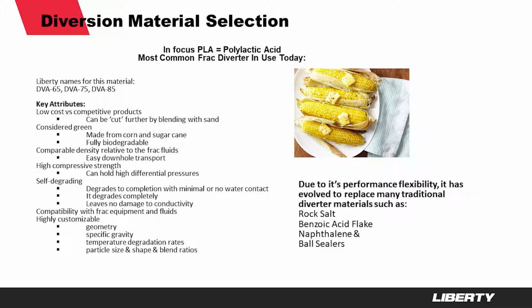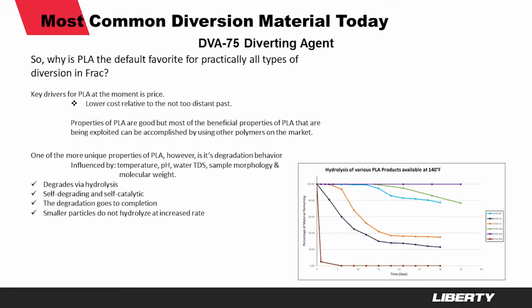Due to this flexibility, it has evolved to replace many traditional diverter materials such as rock salt, benzoic acid flake, naphthalene, and ball sealers. So why is PLA the default favorite for practically all types of diversion in frac? One of the answers is in our ability to manipulate some key properties. Previously, this type of polymer manipulation technology hasn't been appreciably applied in our industry, possibly due to limited usage rates or possibly higher material costs.